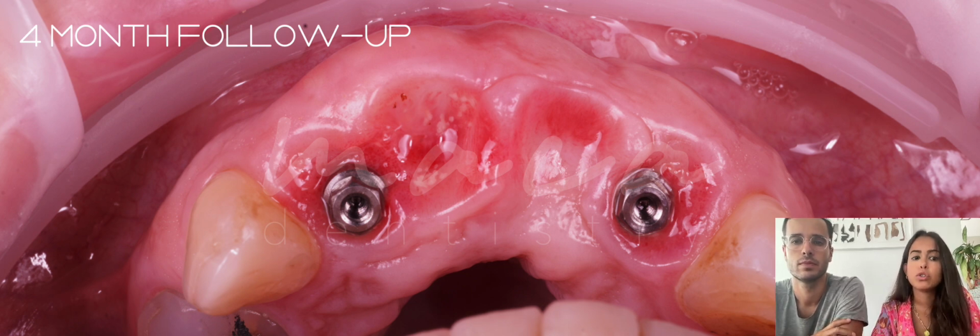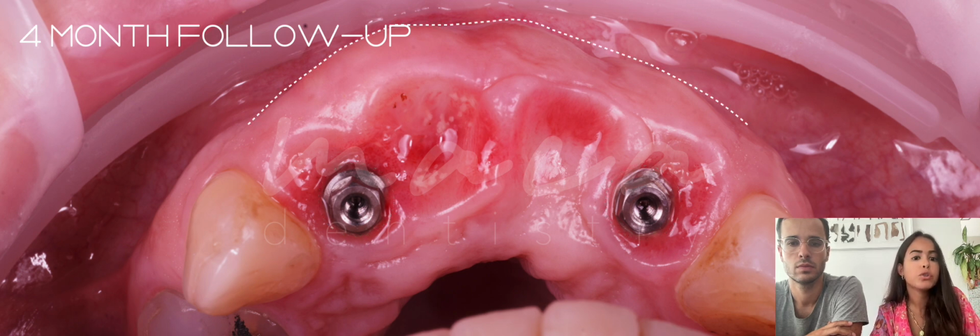It is important to mention that the 3D position of the implants, the use of proper prosthetic components, and also the soft tissue management are crucial for obtaining a beautiful aesthetic result and also to ensure the longevity of the treatment. So at this point we could proceed for our final impressions.